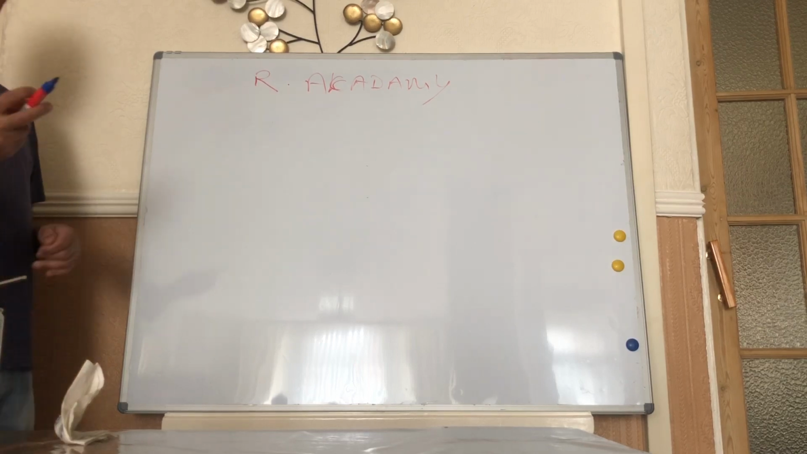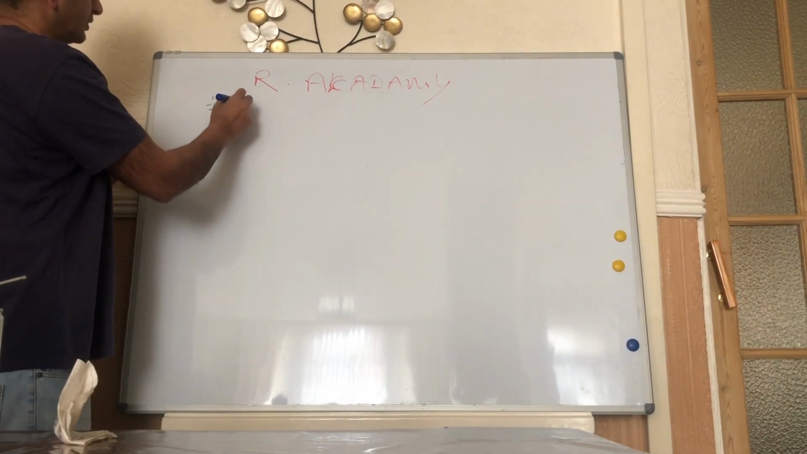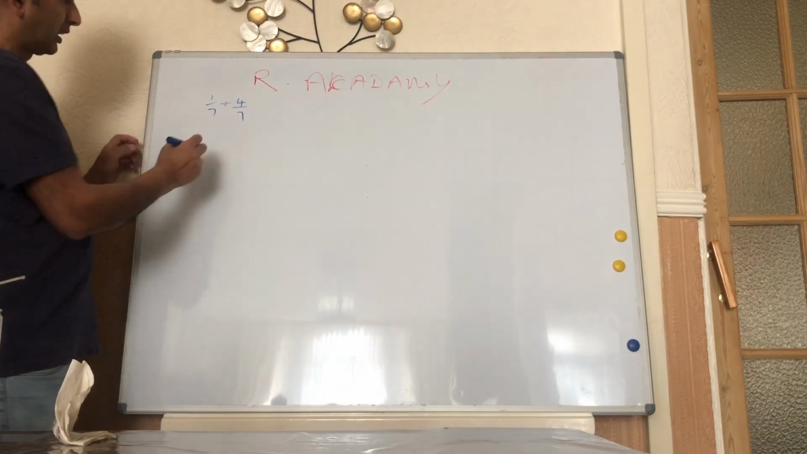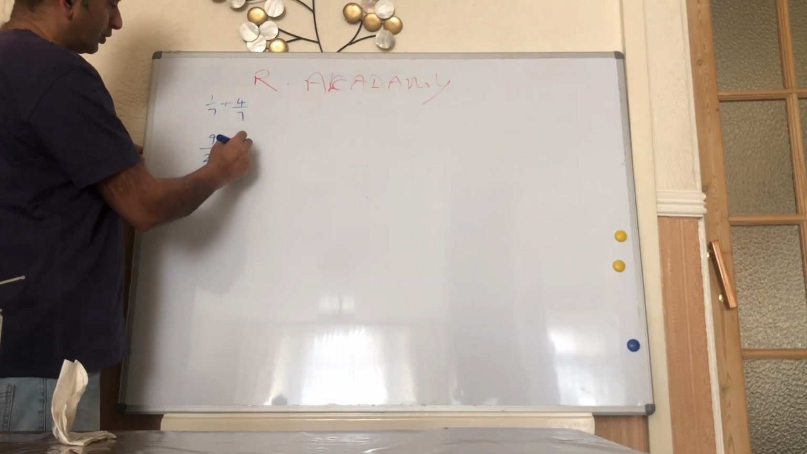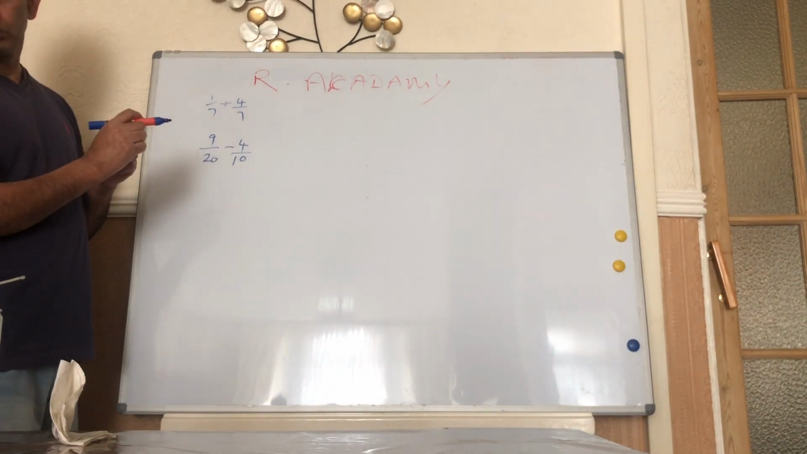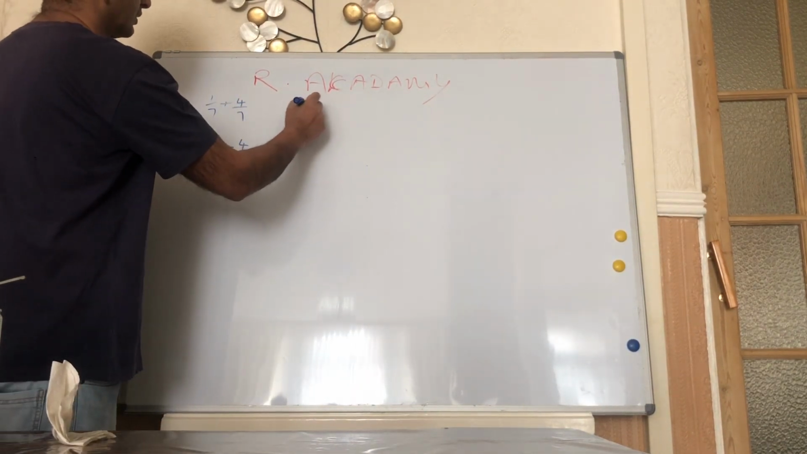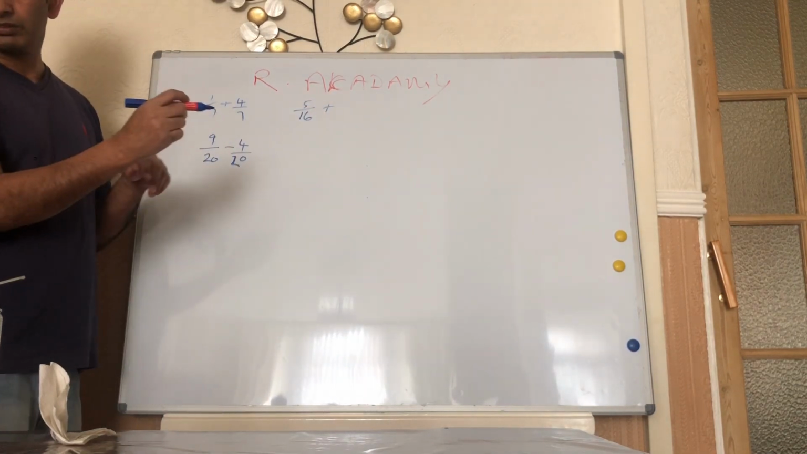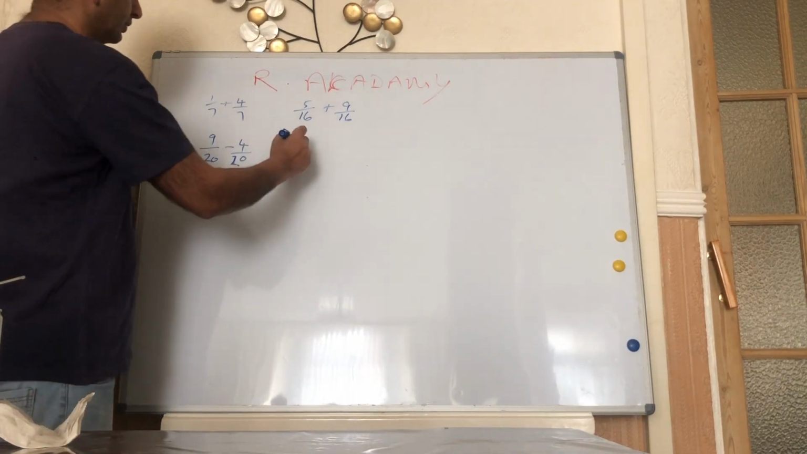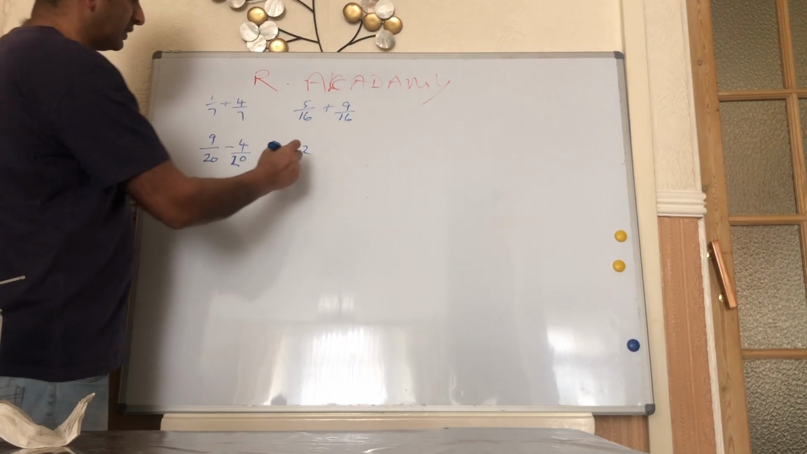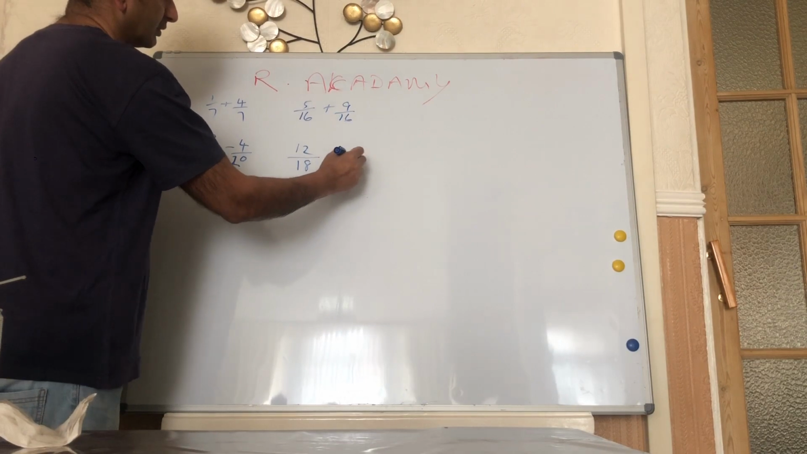But addition wise, there's a few of them there. So it's 1/7 plus 4/7, 5/16 plus 9/16, and 9/20 minus 4/20, and 12/18 minus 6/18.